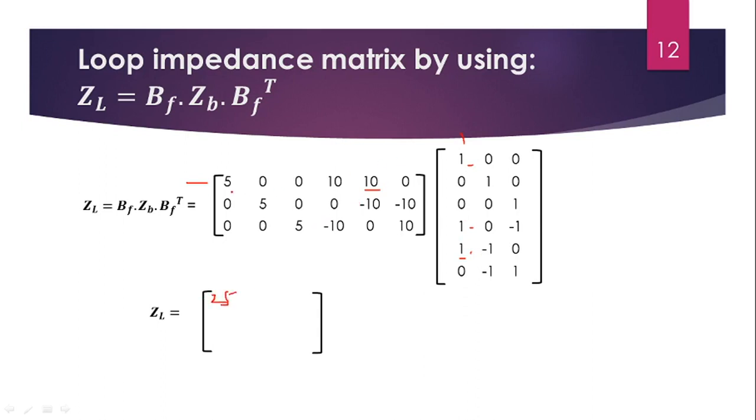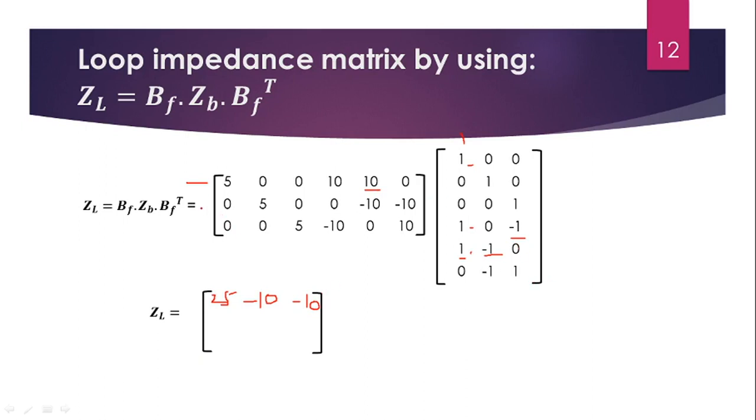Second element, first row, second column. So 5 into 0 is 0, 0 into 1 is 0, 0 into 0 is 0, 10 into 0 is 0, 10 into minus 1, that is minus 10, and 0 into minus 1 is 0. First row, third column: 5 into 0 is 0, 0 into 0 is 0, 0 into 1 is 0, 10 into minus 1 is minus 10, and then 10 into 0 is 0, 0 into 1 is 0.